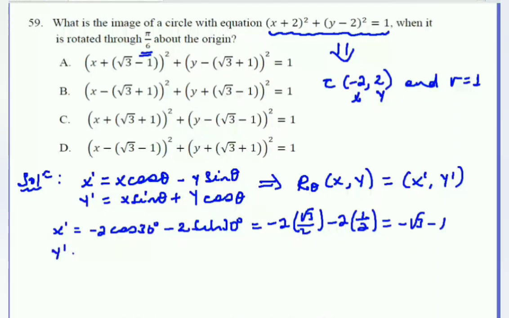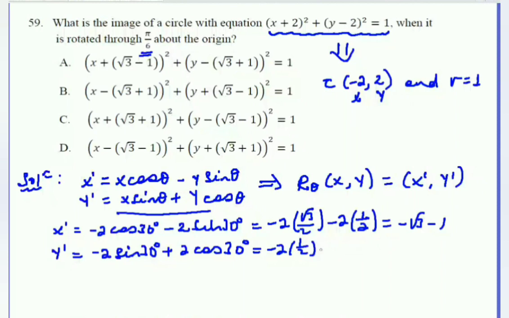So to calculate y prime, use this formula. Substitute the x value in its place: minus 2 times sine 30 degrees plus 2 times cosine 30 degrees, which is minus 2 times 1 over 2 plus 2 times root 3 over 2, which is minus 1 plus radical 3. So these are the coordinates of the image of the circle after the rotation.